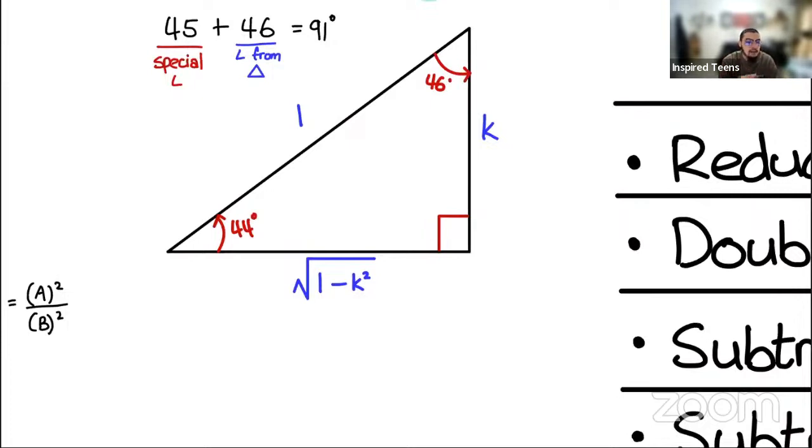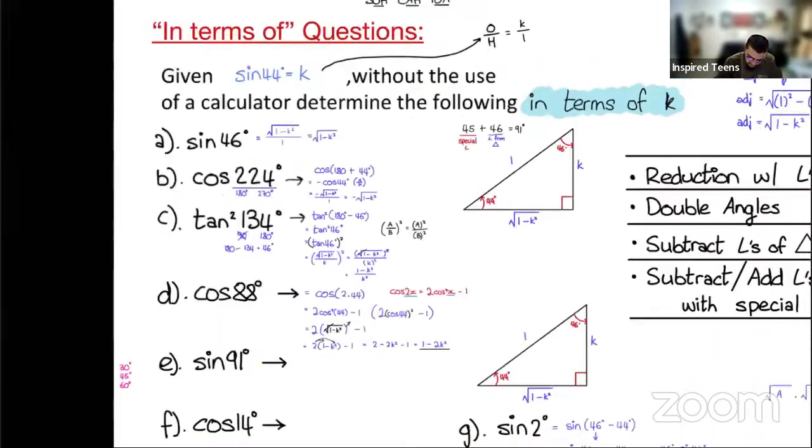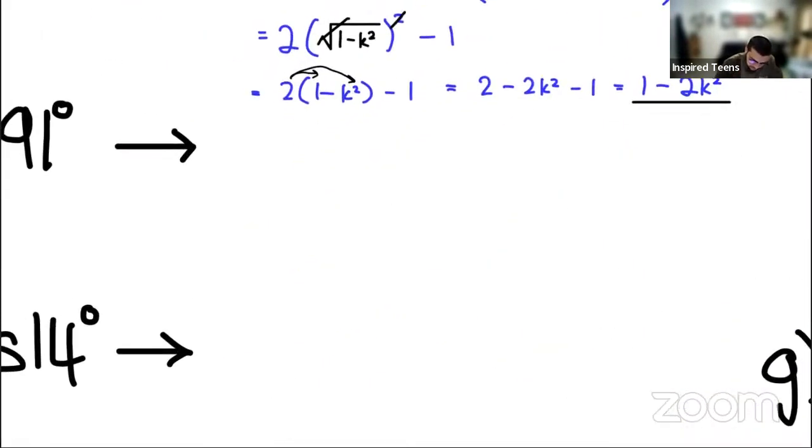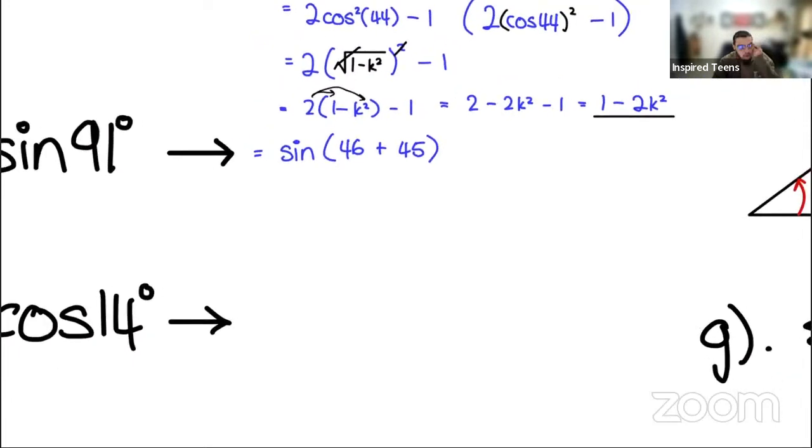You just start adding. And then obviously 60 plus 40, that's 100. So if you're going to add 60 and 46, it's going to be too big. You're going to get past 91. So in that case, that's how you can use your discretion, okay, to not waste time trying all the options. So 46 plus 45 actually works. So we can re-express this as sine of 46 plus 45. It doesn't matter which one you put first because it's addition. And again, this is compound angles.